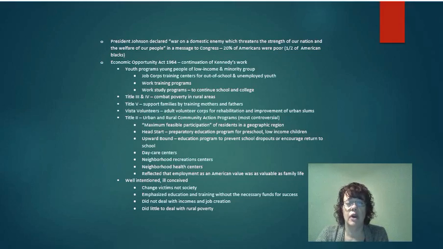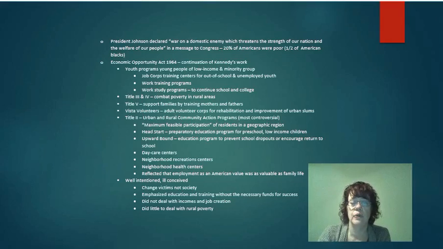A youth program for young people of low income and minority groups. Job Corps training centers for out-of-school and unemployed youth. Work training programs, and work-study programs to continue school and college. Title III and Title IV combat poverty in rural areas. Title V supports families by training mothers and fathers. VISTA Volunteers, an Adult Volunteer Corps for rehabilitation and improvement of urban slums.